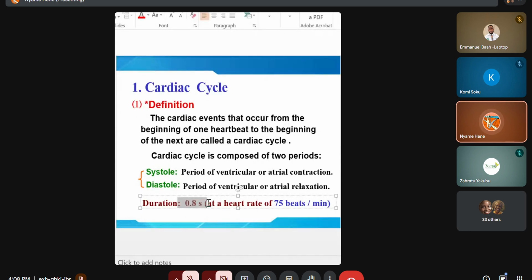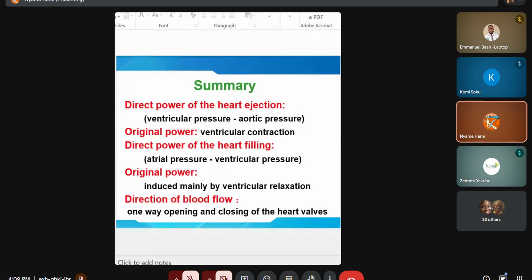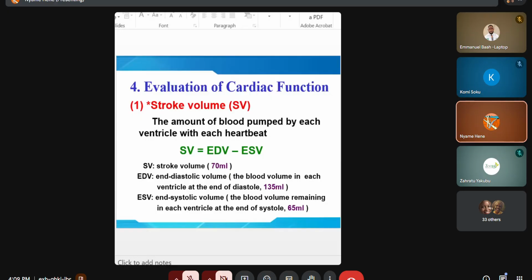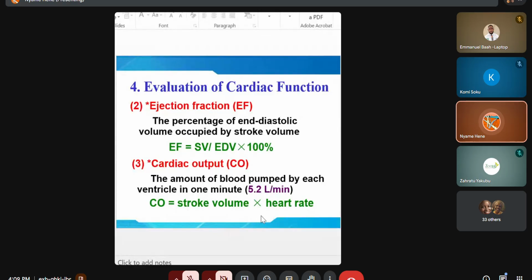The 8 seconds times 75. And the 8 seconds is what? It is the stroke volume times the heartbeat. That gives you the cardiac output. Do you understand? So cardiac output is going to be what? Stroke volume times what? Heart rate.